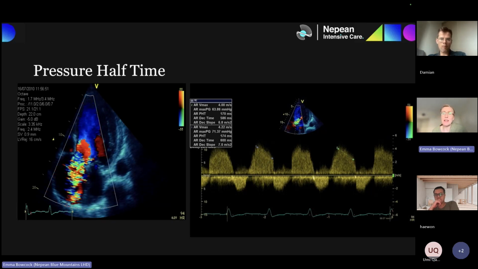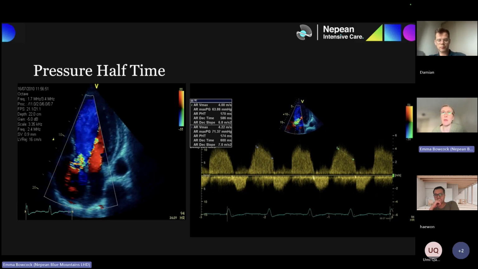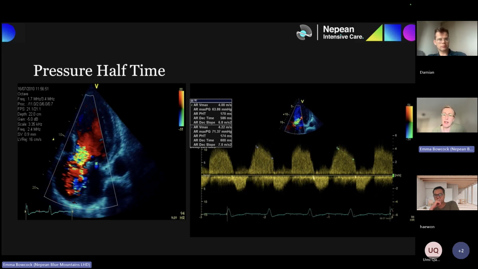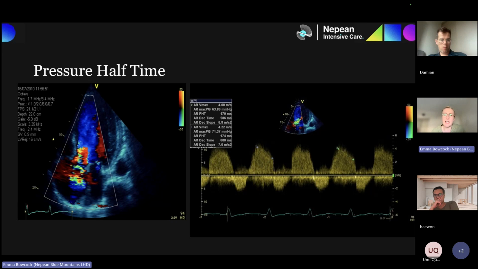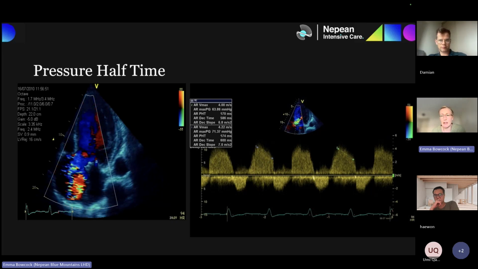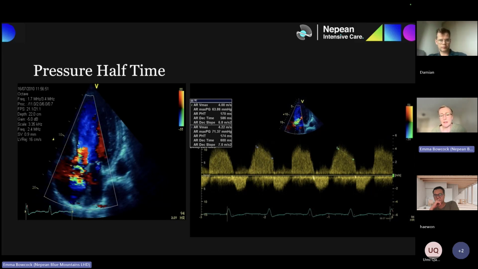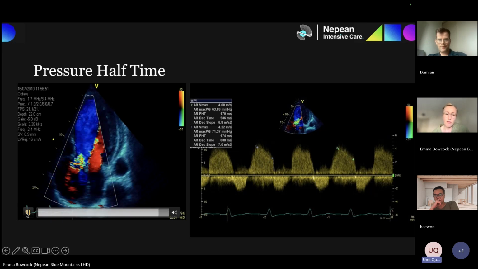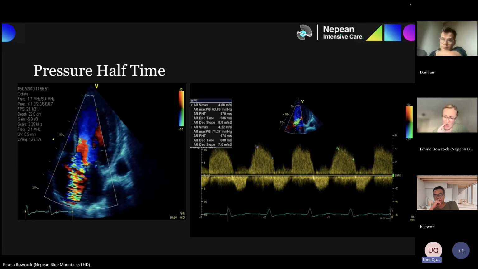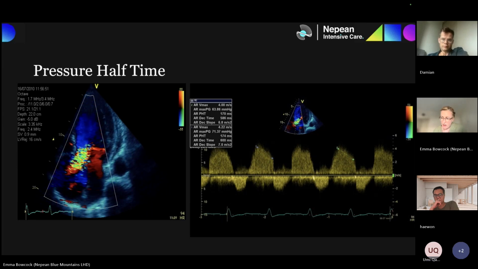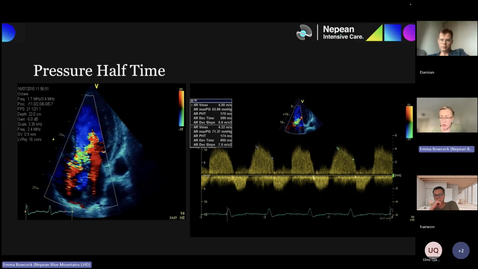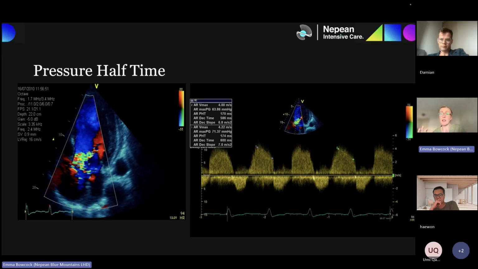Nice, Umi. Can you explain why that would make sense, that you would have a shorter or steeper pressure half time if you've got severe aortic regurg? Just in terms of the acceleration of the blood going through, the velocity. Not so much. What's it telling you? What's the pressure half time telling you?